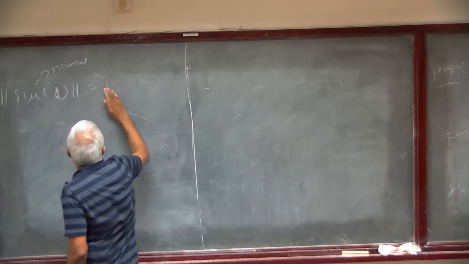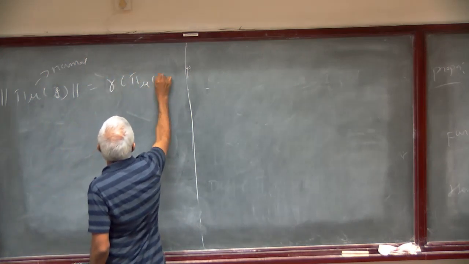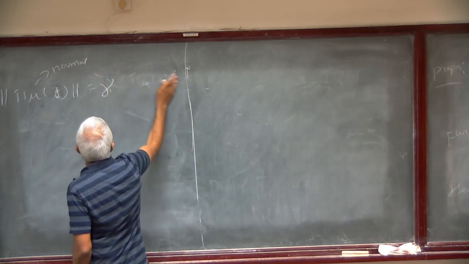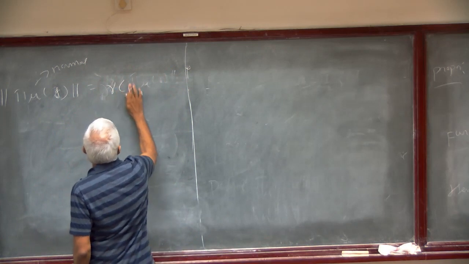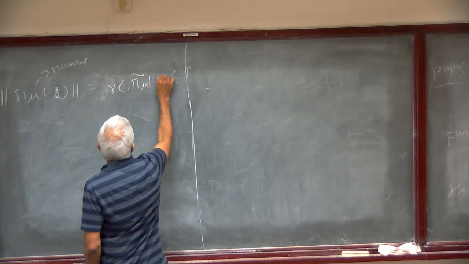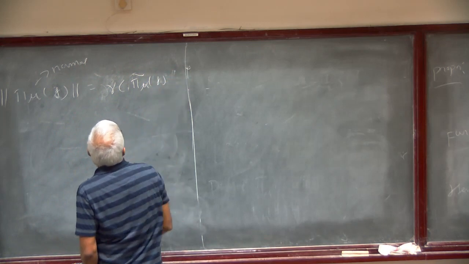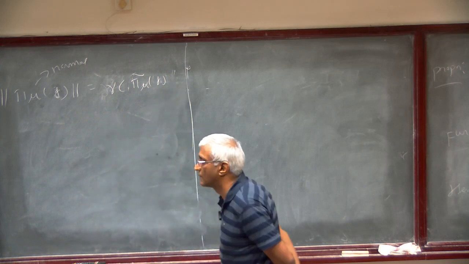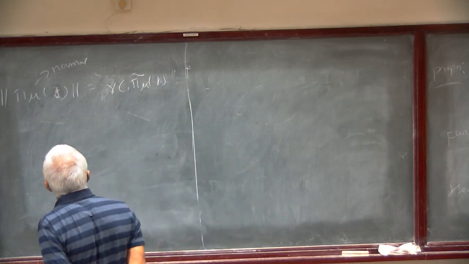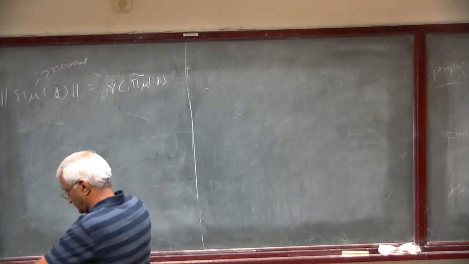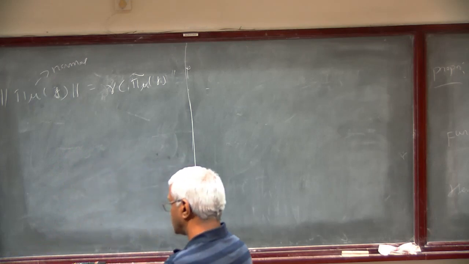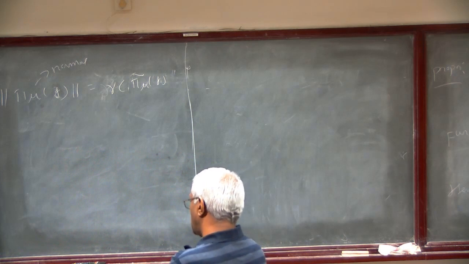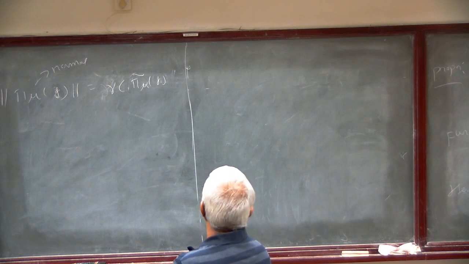So this is a normal operator, so this is equal to the spectral radius of pi mu of F, right? Okay. Spectral radius of pi mu delta of F. Why is it equal?